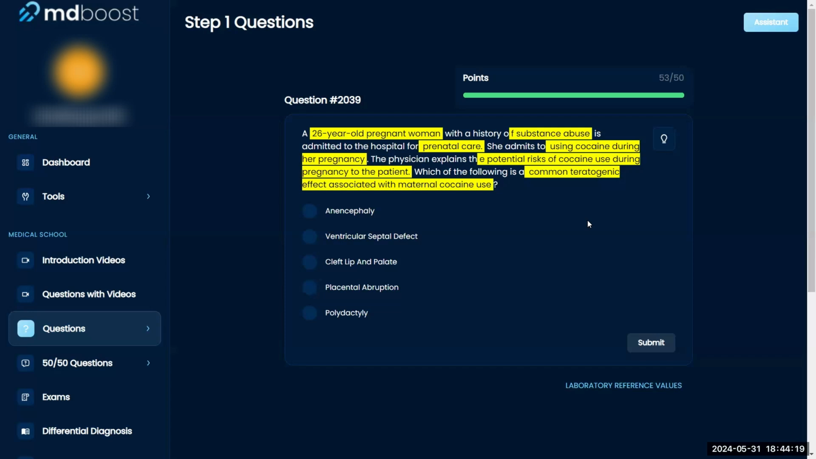Man, I used to know this. Frick. I don't think it's polydactyly. I don't think it's anencephaly. Placental abruption, cleft lip and palate, and VSD. I am leaning towards placental abruption. I don't really remember here. I don't have a great reason for it, but my mind is going to that.